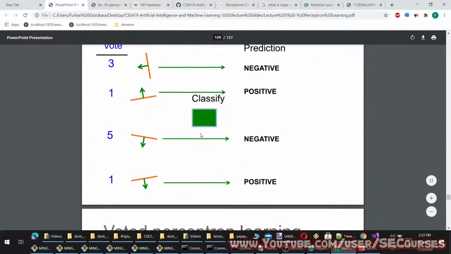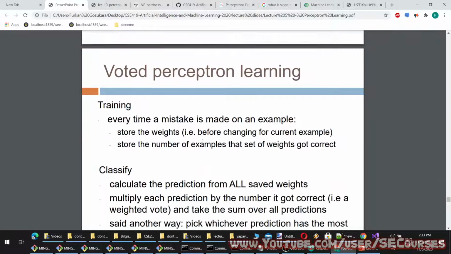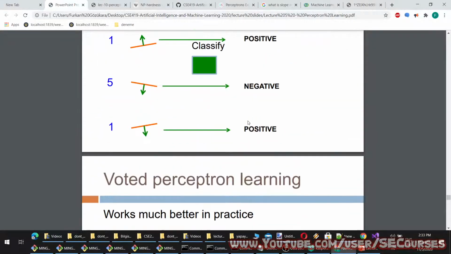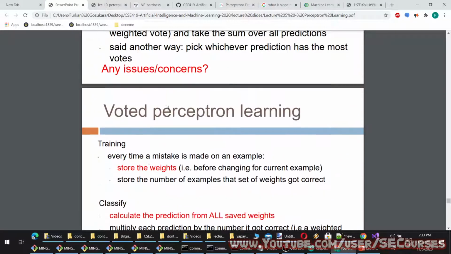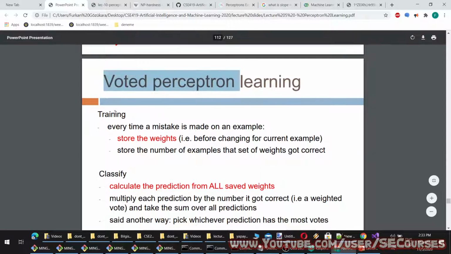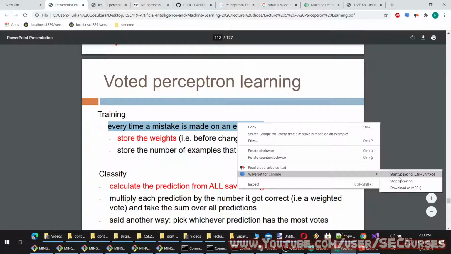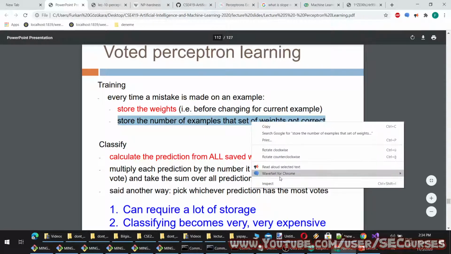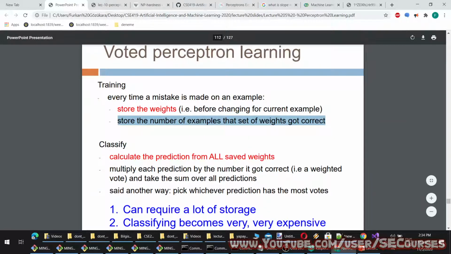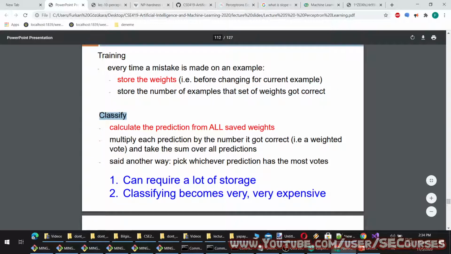Okay, so we showed the voted perceptron, and there is also average perceptron. In this case, it just takes the average of weights. Okay, so with the voted perceptron learning, training: every time a mistake is made on an example, store the weights, i.e. before changing for the current example. Store the number of examples that set of weights got correct. Okay, this is the training phase, and once the training ends, classify.